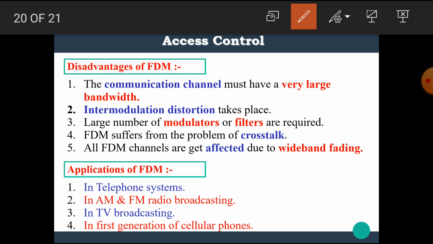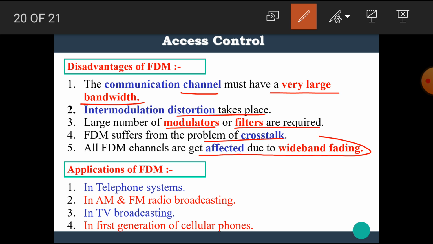There are some disadvantages of FDM, such as the communication channel must have a very large bandwidth. Intermodulation distortion takes place. A large number of modulators or filters are required. FDM suffers from the problem of crosstalk, and all the FDM channels get affected due to wideband fading. These are the disadvantages of FDM.